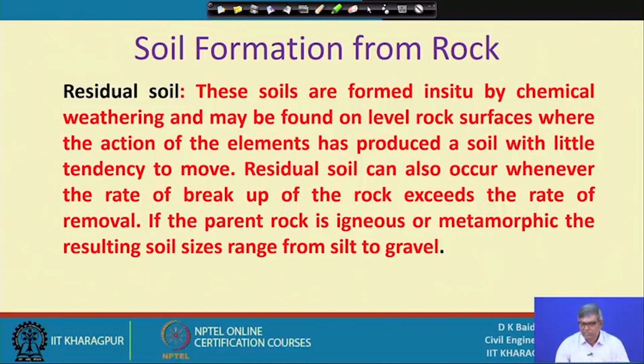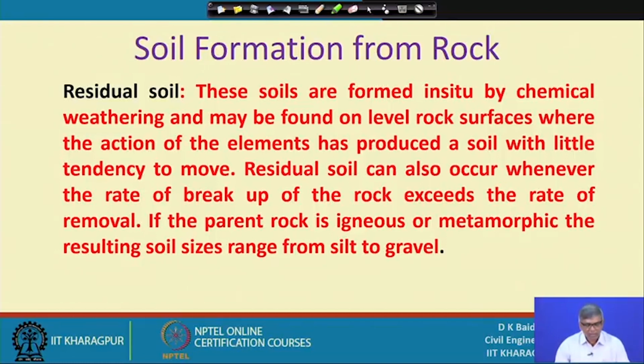So, the form in situ, that means in place itself, by chemical weathering, and may be found on level rock surfaces, where the action of the elements has produced a soil with little tendency to move. That means no movement, only because of this volume change or chemical reaction, etc., only little movement. Otherwise, chemically it will be converted from rock to some soil, that is residual soil.